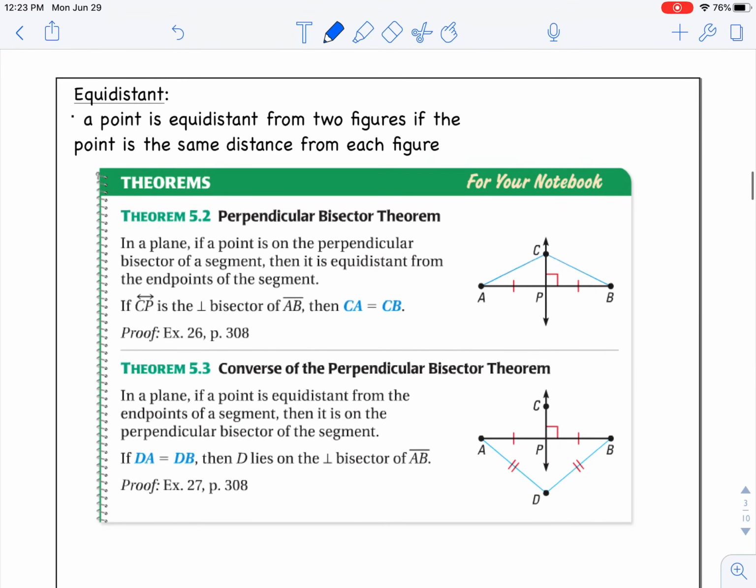So, equidistant is a word that we use in math, and it sounds like equi, which is equal, and distant, which is distance. So a point is equidistant from two figures if the point is the same distance from each figure. That's a word that comes up in some definitions and so forth. So equidistant is basically the same as equal distance.